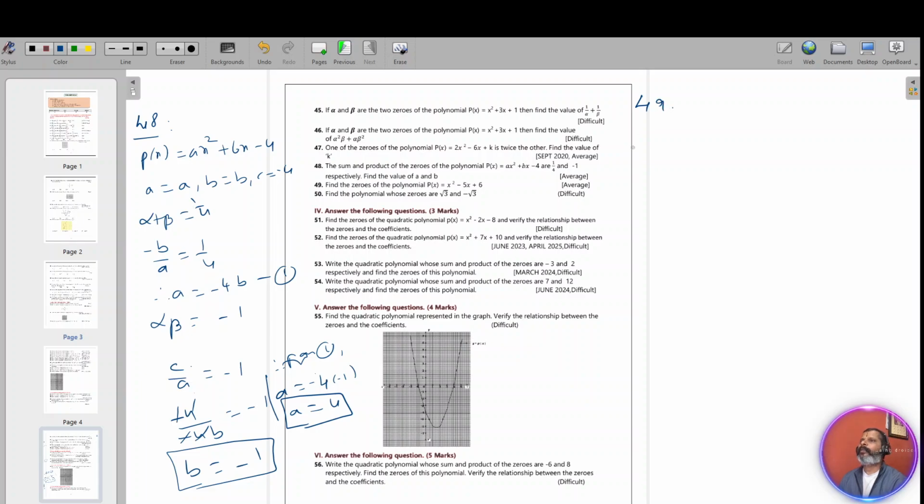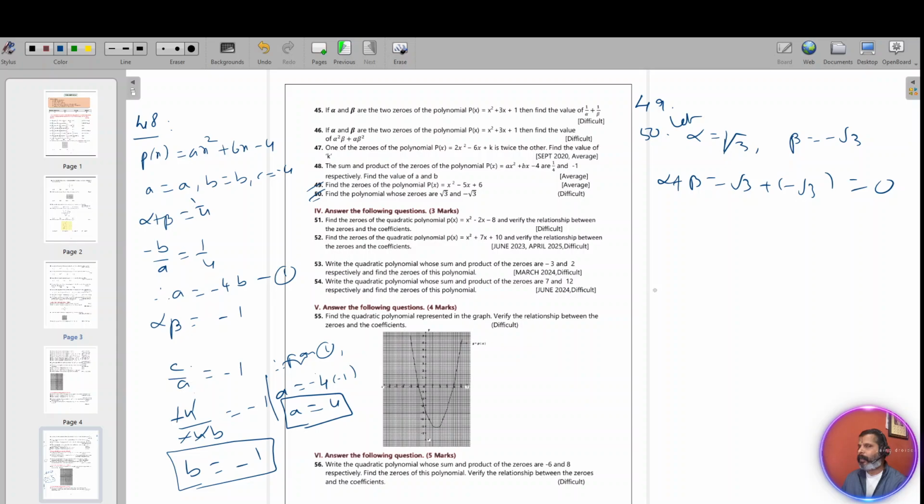Let's see 49th. Find the zeros of the polynomial. Yes, you can find it by the first into third method, factorization method. I'll solve the 50th one. Zeros are given as √3. We say let alpha equal to √3 and beta equal to minus √3. Since zeros are given, polynomial they are asking, polynomial we will get by sum of zeros and product of zeros.